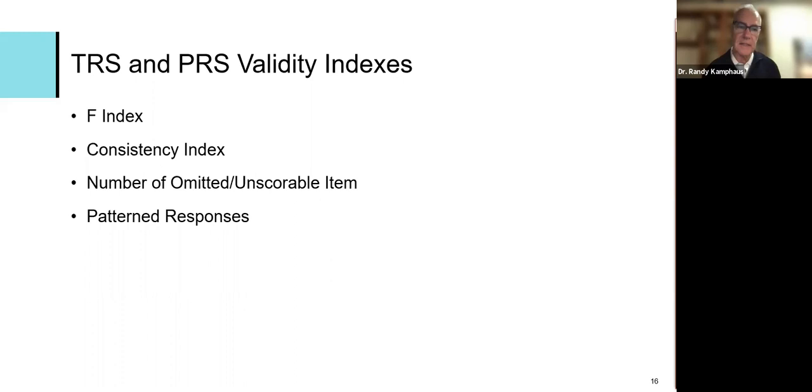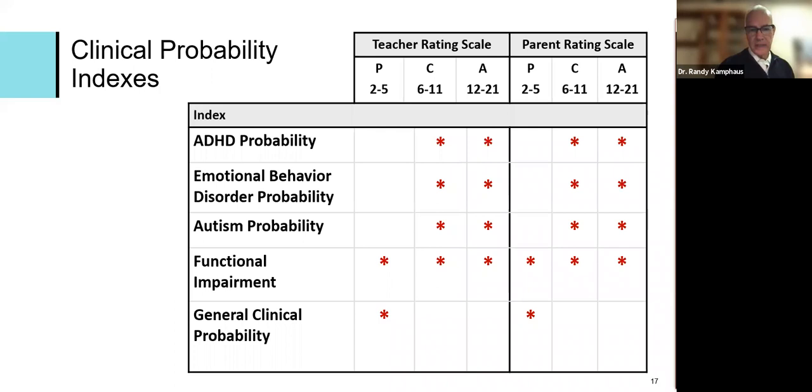And then we have our clinical probability indexes, and these differ substantially from the content scales that we've been discussing, from the BASC core clinical scales, from the BASC adaptive skill scales. These are very different animals from those, because they are empirically derived, not based on content. So on the BASC, in the case of ADHD diagnosis, you have the inattention and hyperactivity content scales, or clinical scales, I should say. And at the same time, you have an empirically derived ADHD probability index.